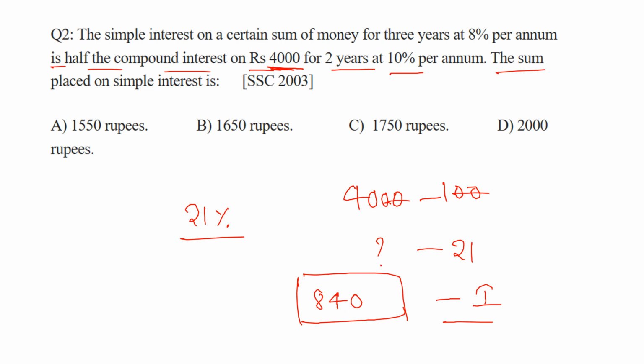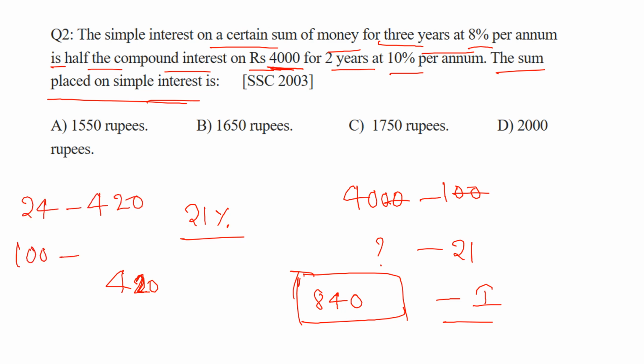The sum placed on simple interest. They are asking for the sum placed on simple interest, where the simple interest on a certain sum for 3 years at 8% is half of the compound interest. Here the compound interest is 840. Half of 840 means 420. 420 will be the simple interest of a certain sum for 3 years at 8% per annum. 3 into 8 is 24%. 420 is 24%, then what will be the 100%?